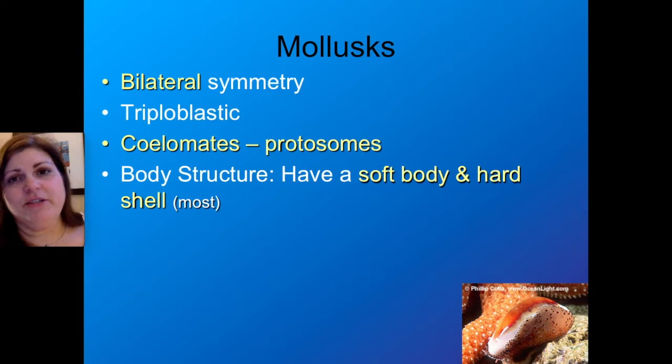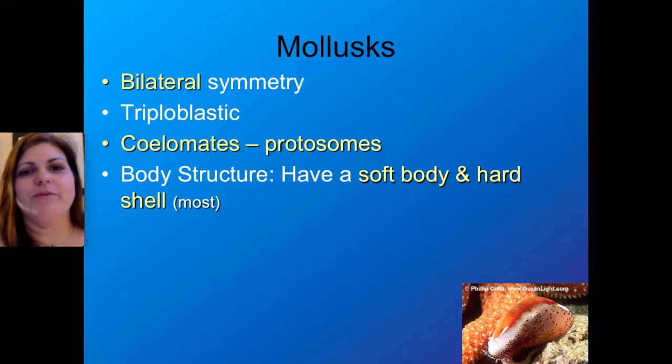Now, as you looked at the pictures on one of the first slides, we've got snails and octopus, and obviously clams, they look very different from one another. However, they all have a couple of characteristics in common. So traditionally, they have a soft body, and most of them have a hard outer or inner shell.